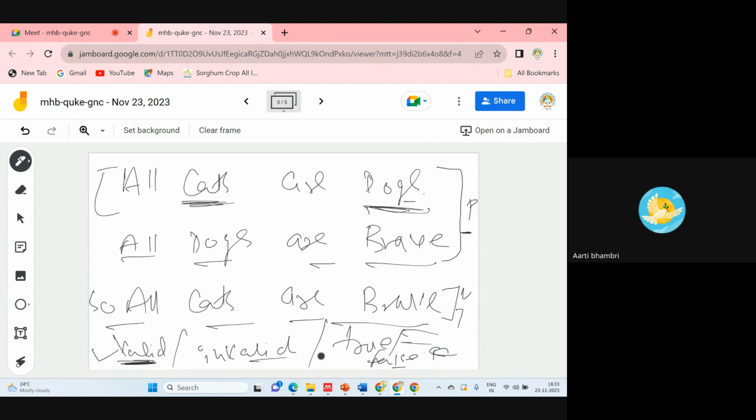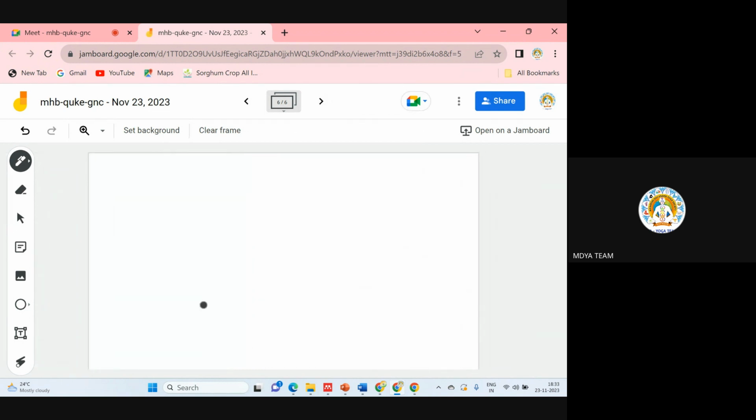False. This argument is false because it is very far from reality. In reality, cats can be brave, but cats are not dogs. Cats are a different category, dogs are a different category. So this is a categorical proposition. Now let's discuss the structure of a categorical proposition.